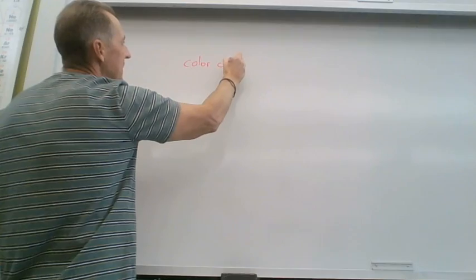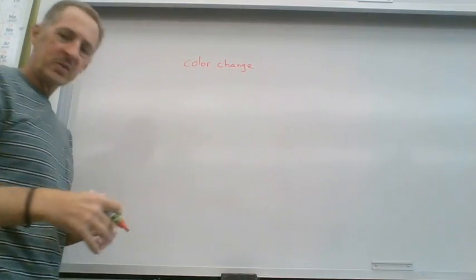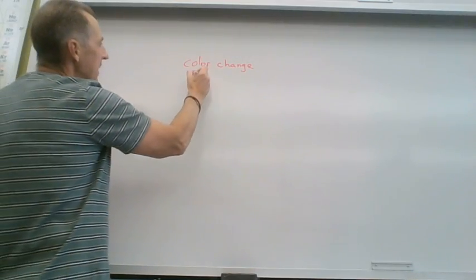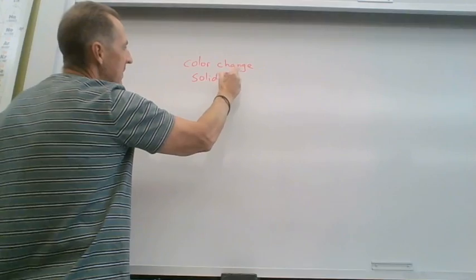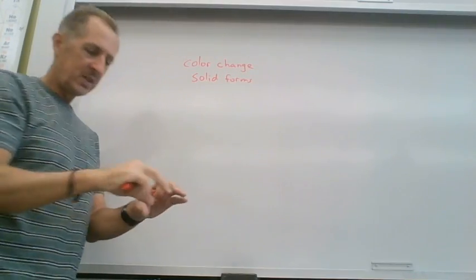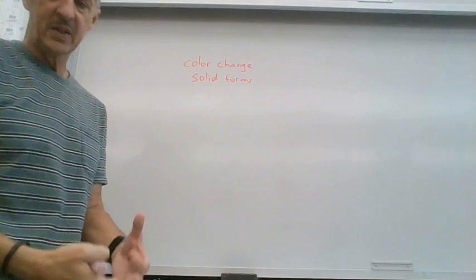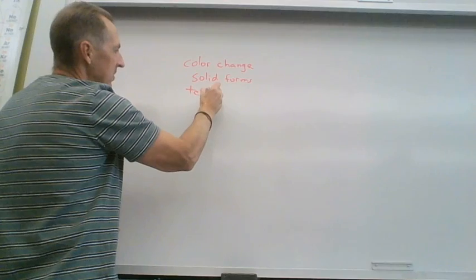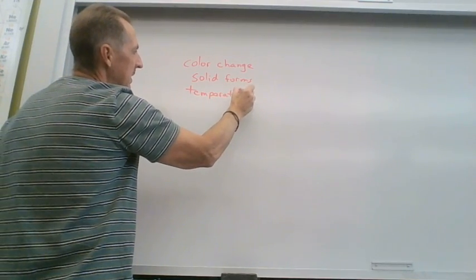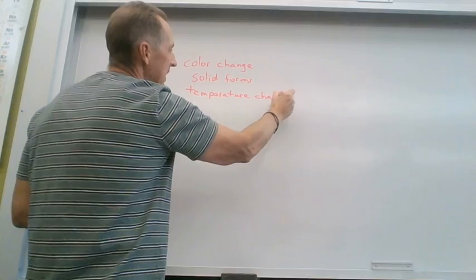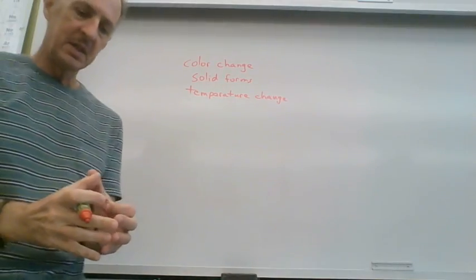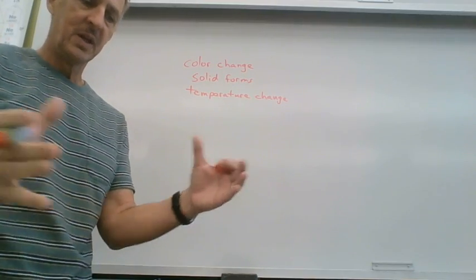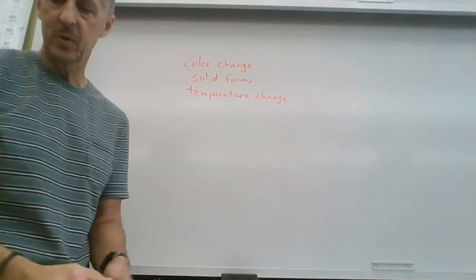So if you mix some chemicals together and you see a color change, that's an indication that maybe you had a chemical reaction. Another would be that a solid forms. So if you mix 2 liquids together and a precipitate or a solid falls out, that's an indication that maybe there was a chemical reaction. If we have a temperature change, right, if we mix 2 things together and the temperature goes up, that's an indication that an exothermic chemical reaction happened. If it goes down, then we probably had an endothermic chemical reaction.